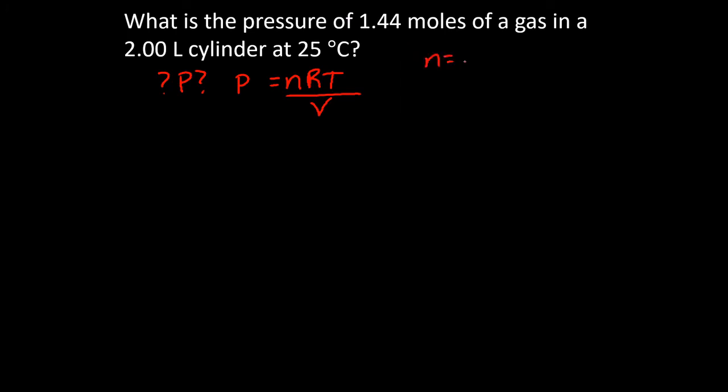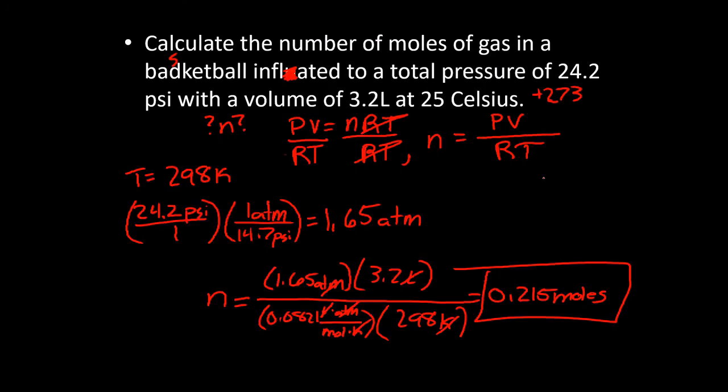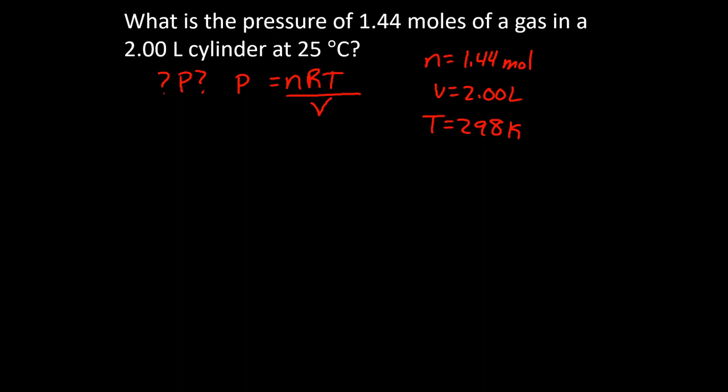n is 1.44 moles. The volume we're told is 2 liters. And the temperature, we're not actually told that. We're told it's 25 degrees C, which is the same as in the last problem, so it's 298 Kelvin. So we have all we need, actually. Really, the only thing we had to change there was that temperature.